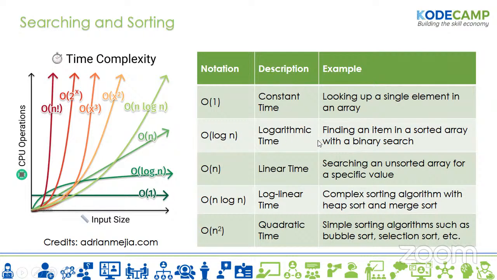Now, the next we have is finding an item in a sorted array with a binary search. So today we're going to be looking at binary search, and we'll be looking at the linear search to see the difference between them. Now, in terms of looking for an item in a sorted array, you have more of a logarithmic time, and here we see it as log n.